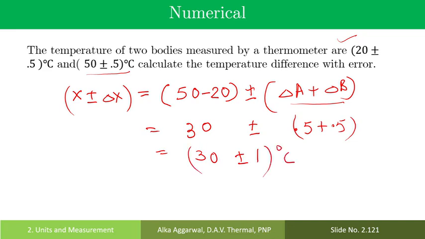Now look at the significant digits. In the result, the minimum number of significant digits is 2. Same is here. In adding the absolute errors, the significant digit is 1. After the decimal, there is only 1 digit. Same is here. So the final result is 30 plus minus 1 degree Celsius.